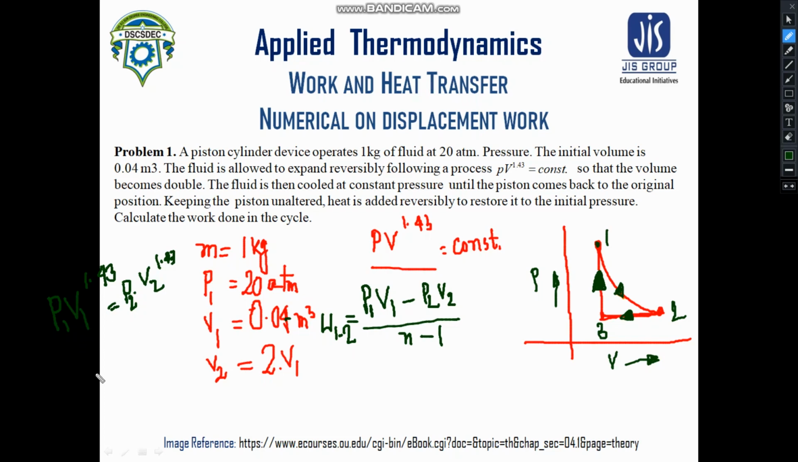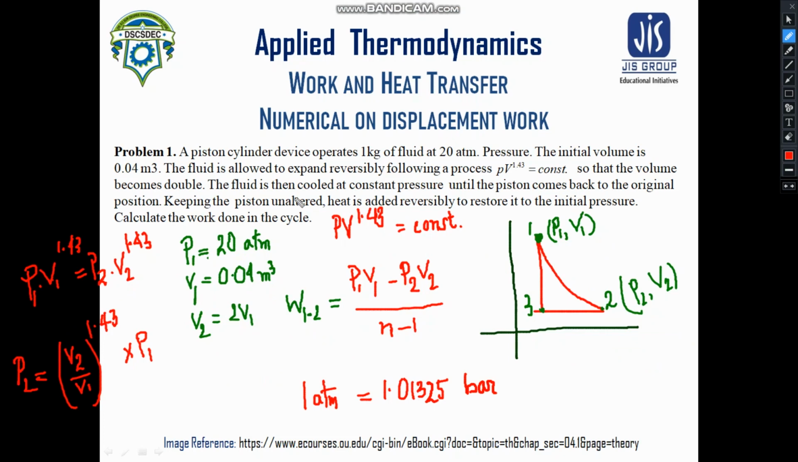So if you equate, as you can see, the problem is almost solved here. So what we are discussing, P1 V1 to the power 1.43 is equal to P2 V2 to the power 1.43. So it will be something like this. So this atm should be converted into bar following this relationship, and ultimately you will find this P2 is equal to 7.417 bar. Okay, so this calculation you need to do by yourself.